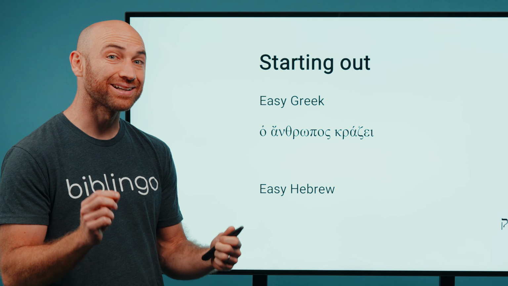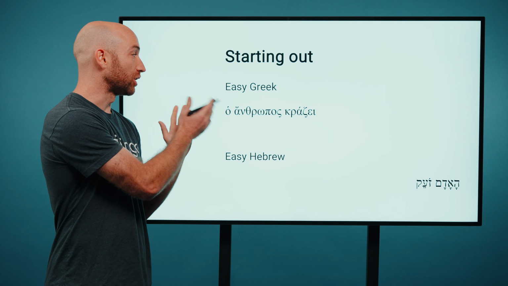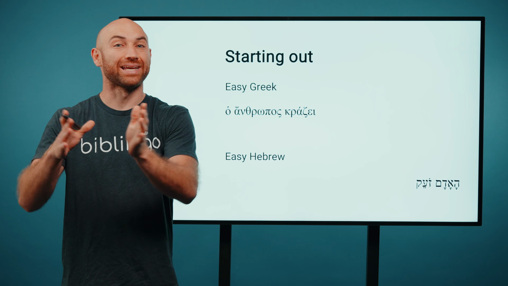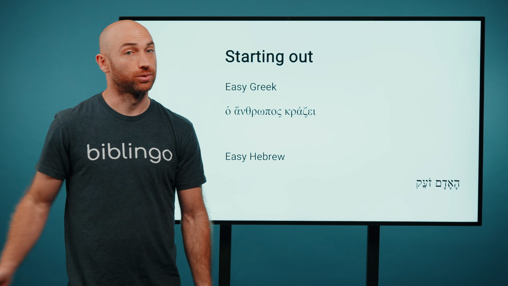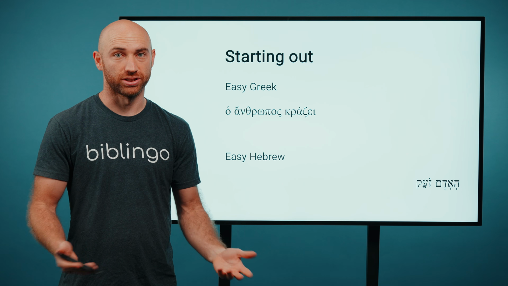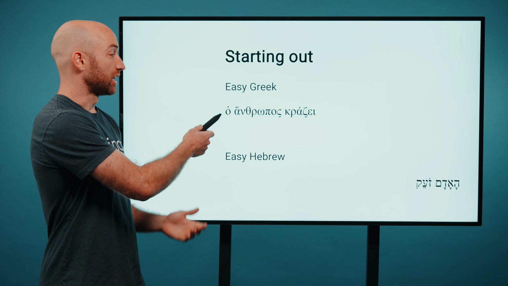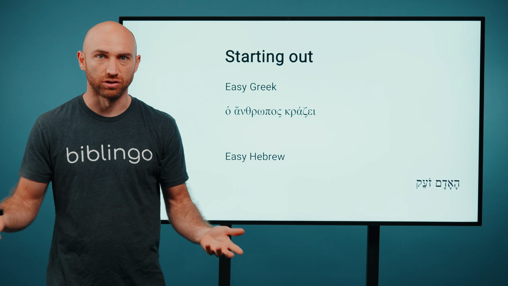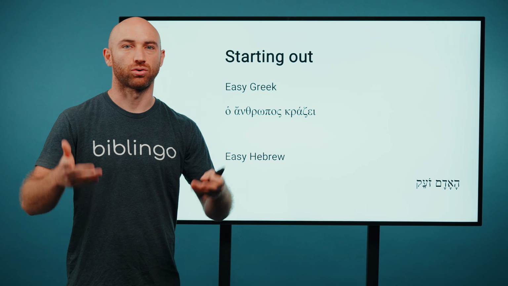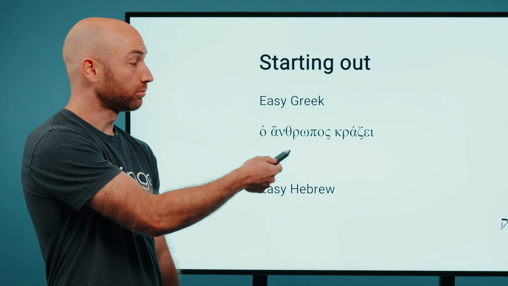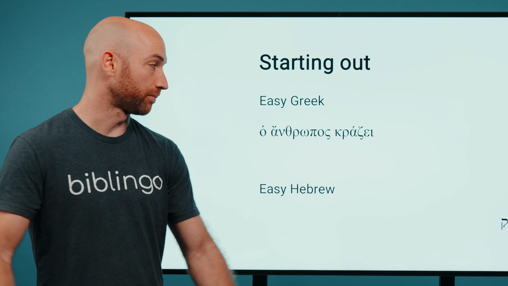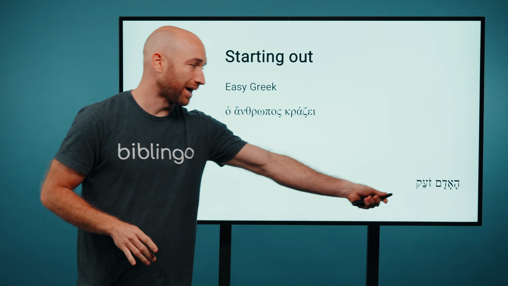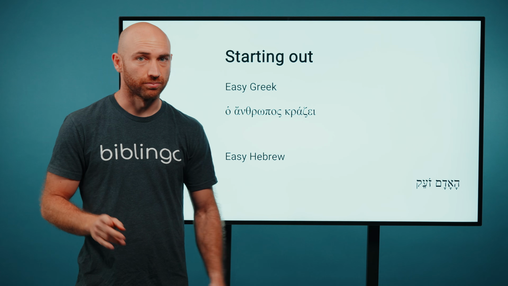Secondly, there are cognate words. What does that mean? In Greek, you're going to encounter more Greek words that are like English words. So anthropos is similar to anthropology, right? This Greek word is actually where we get the word anthropology from, the study of humans or cultures. So that will help you remember that this Greek word means human. Ho anthropos krazei, human or man cries out. You don't get that as much in Hebrew.